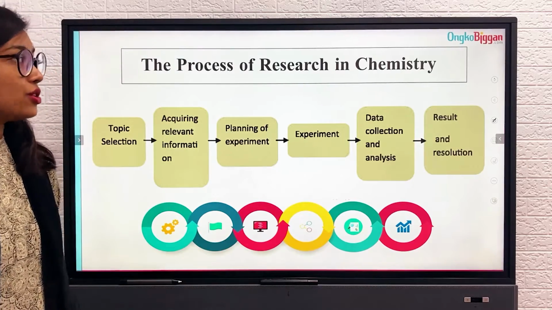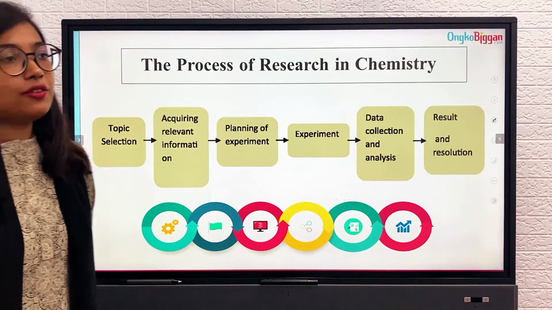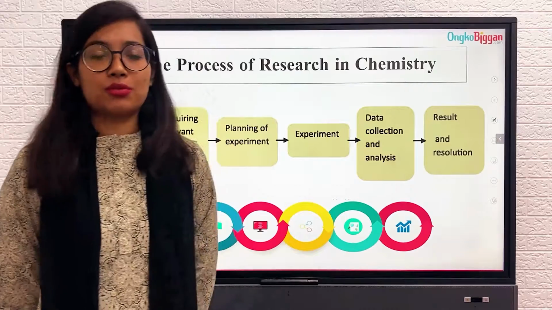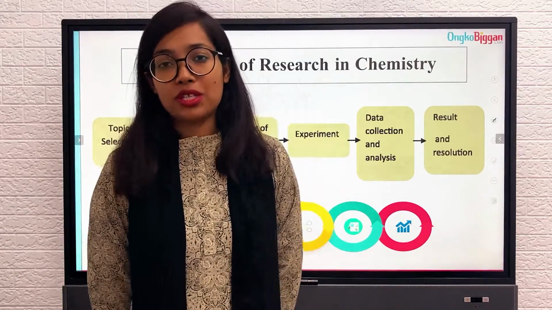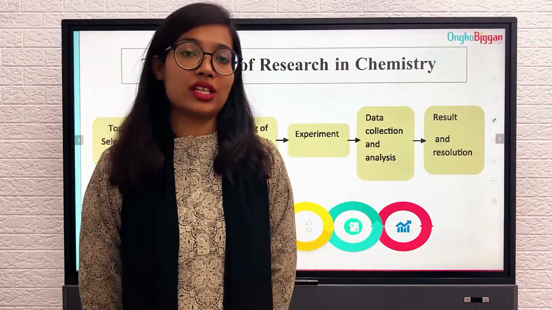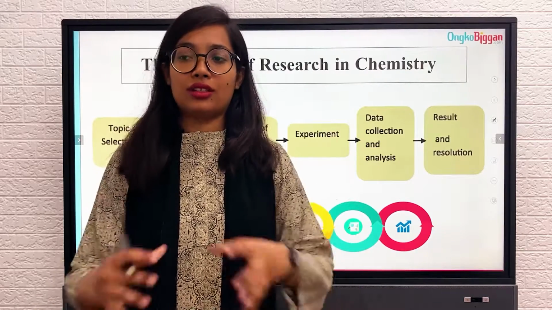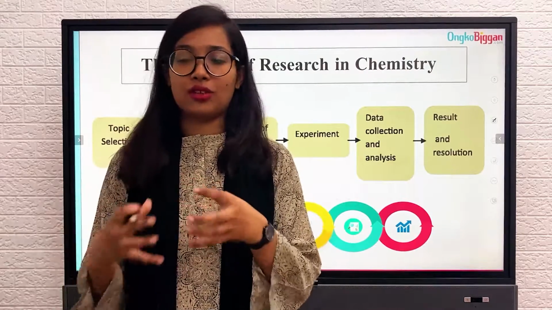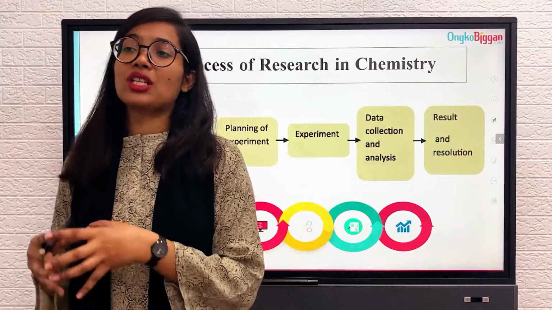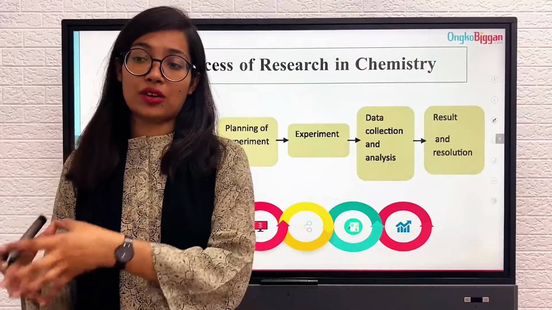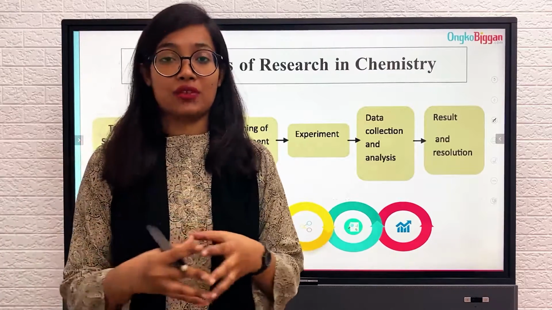The process of research and chemistry. Now, if, for example, you want to research something, say you're experimenting on something and you get certain data, and that thing you have just done is called research. Research means getting data out of proper scientific experiments.